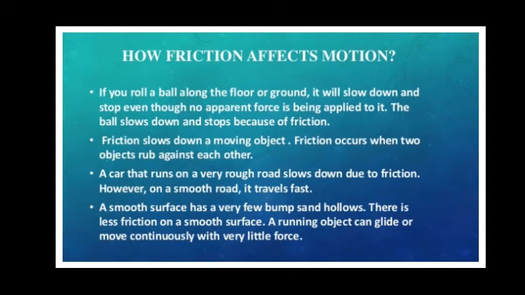Similarly, friction slows down a moving object. Friction occurs when two objects rub against each other, like the rubbing of the palms. A car that runs on a very rough road always slows down due to friction. However, on a smooth road it travels fast, at high speed, because there will be no friction. So there are many chances of accidents whenever the roads are very smooth, slippery roads.